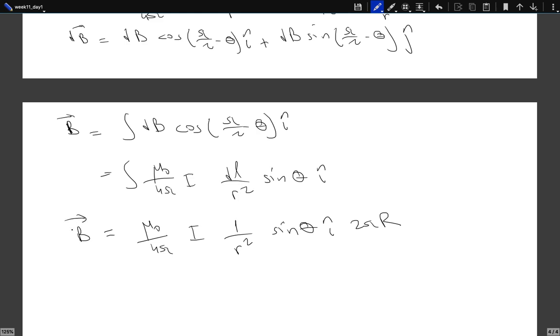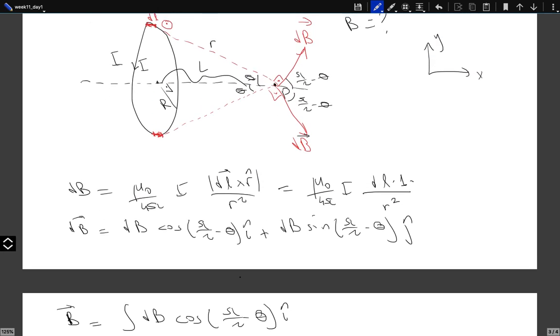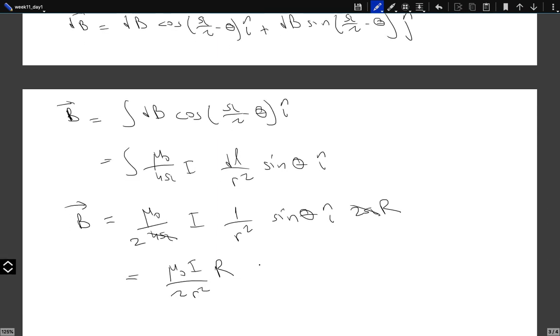So this is the total magnetic field created by the ring on a point on the axis passing through the center. Well, let me just simplify it a bit. Here there is a 2, which is mu0 I over 2 r squared, capital R. Now sine theta is capital R over small r. So this is mu0 over 2 pi, let's say I pi times R squared, divided by r cubed.